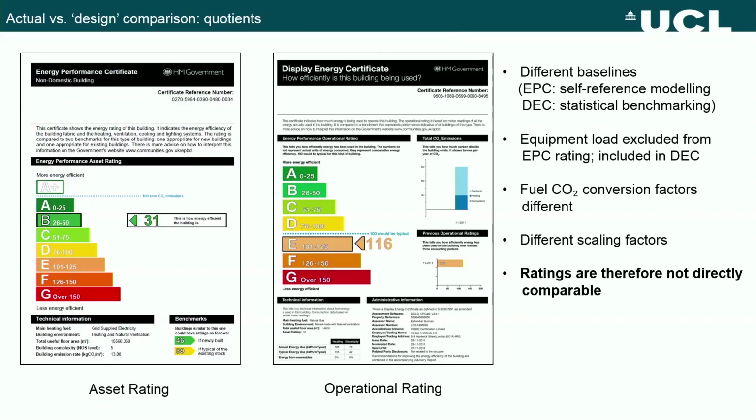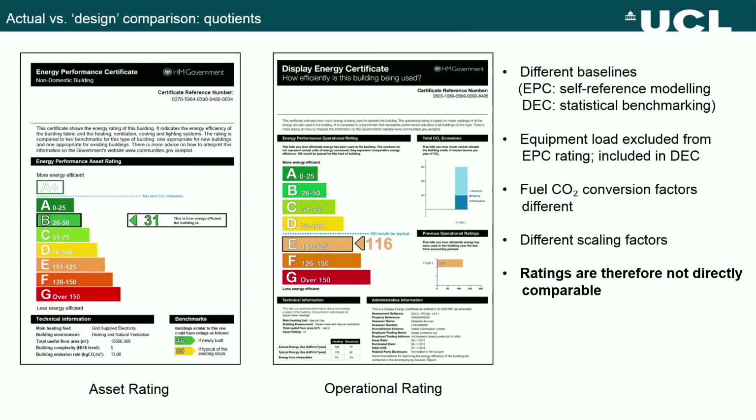Another example: asset rating or energy performance certificate versus operational rating or display energy certificate. They look quite similar, but one must avoid comparing these ratings, not least because you're using different baselines. EPC, as I already explained, is based on a self-reference modeling method, whereas the reference point for DEC is based on statistical benchmarking, and it takes into account all loads. It's based on measured performance, and of course reflects actual operation and the impact of human behavior.